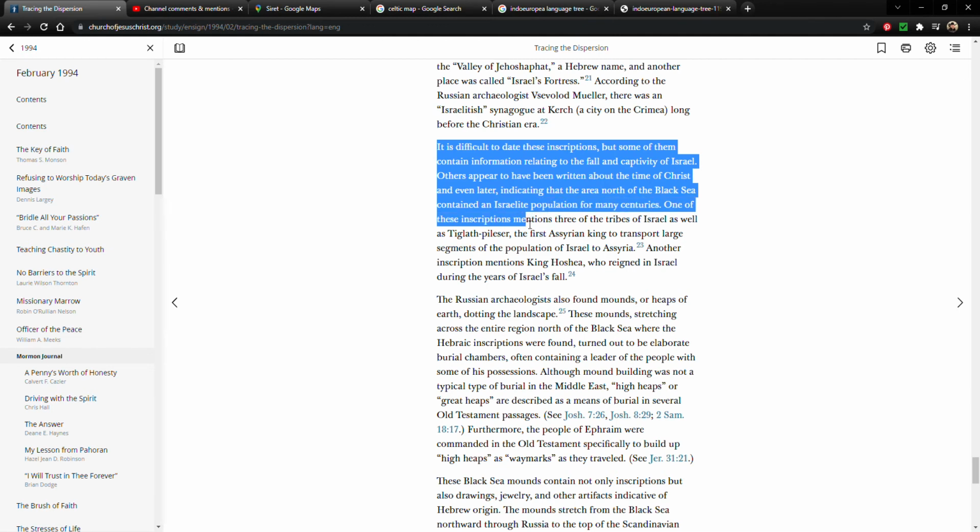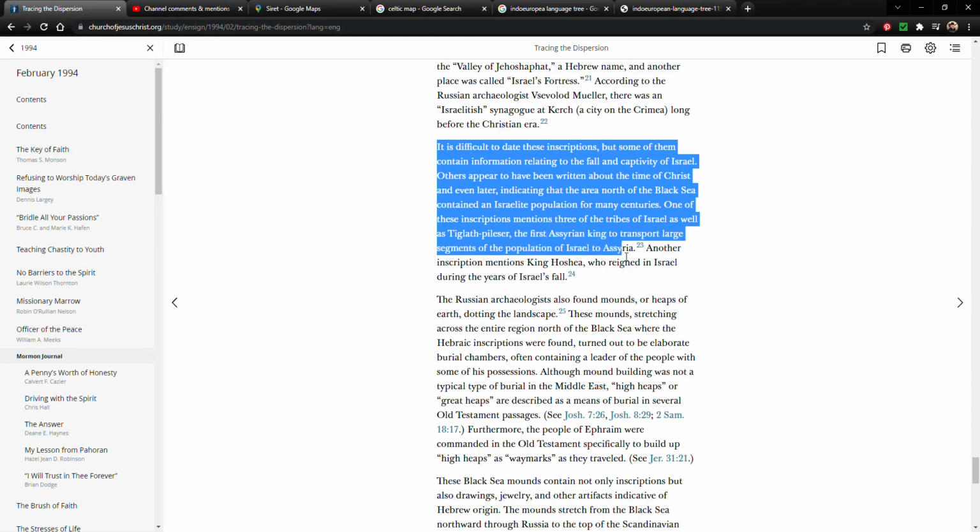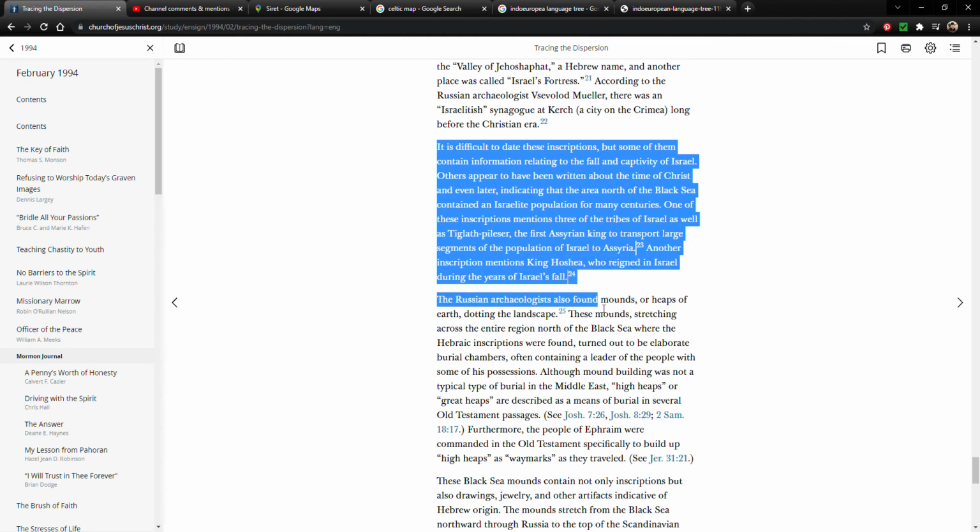One of these inscriptions mentioned 3 of the tribes of Israel, as well as Tiglath-Pileser, the first Assyrian king to transport large segments of the population of Israel to Assyria. Another inscription mentions King Hoshea, who reigned in Israel during the years of Israel's fall. The Russian archaeologists also found mounds or heaps of earth dotting the landscape.